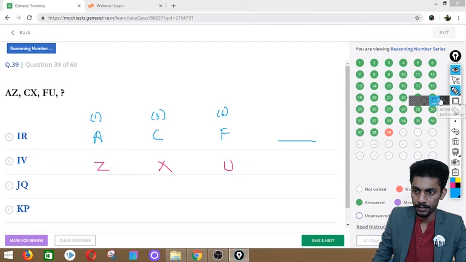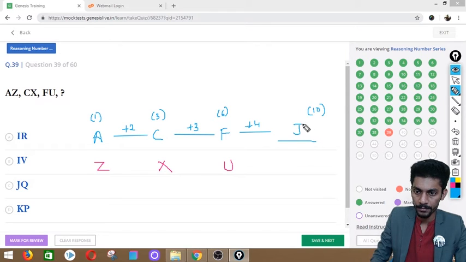So what has happened here? 1 plus 2 is 3, 3 plus 3 is 6. So 6 plus 4 it should be. That means it should be the 10th letter. Which is the 10th letter? The 10th letter is J. We have only one option, option C, which has J.